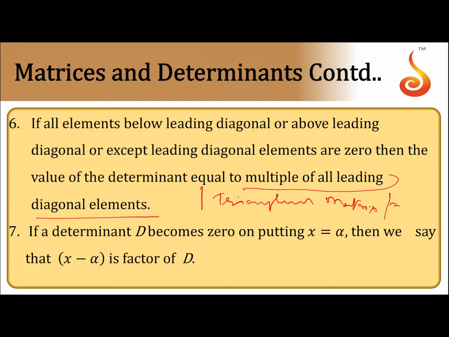Next one, if the determinant becomes 0 by substituting x equals alpha, then x minus alpha is a factor of the determinant.